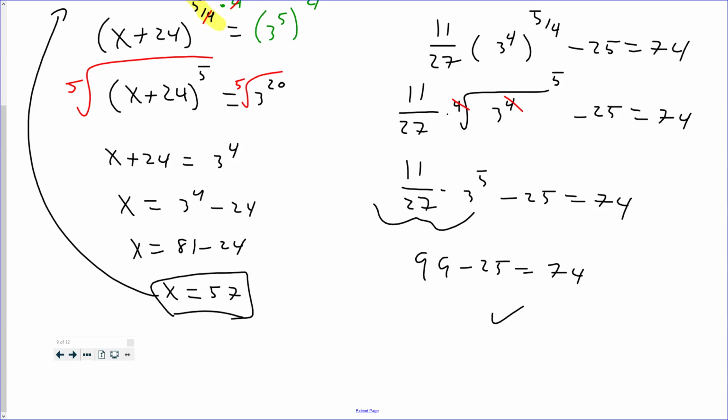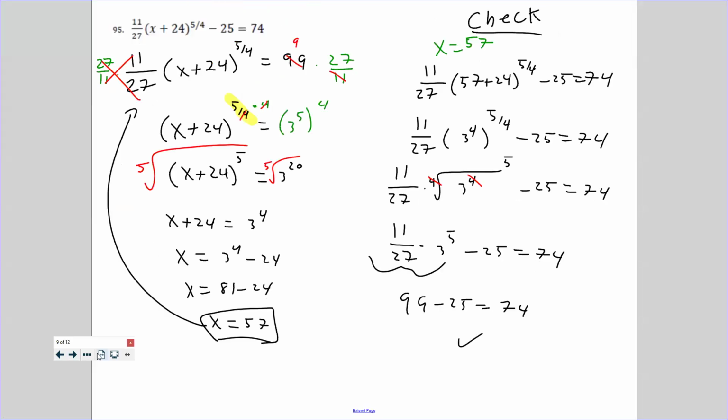There's a lot of work. You need to do both sides. You need to solve it, and you need to check. I want to say it again, especially when you're working with the review, which has a problem similar to this: when you take an even root of something, you have to put a plus or minus, or you're not going to get the right answer. Good.